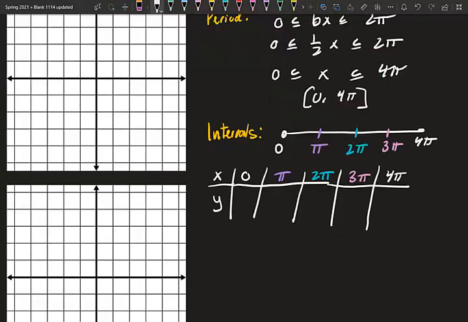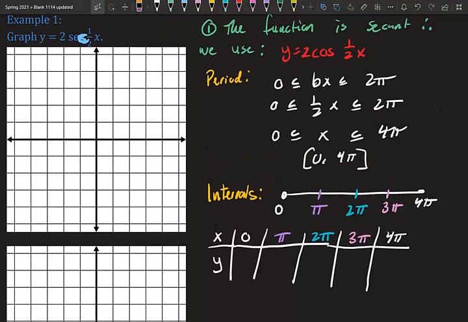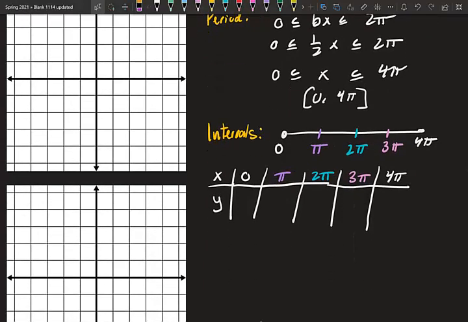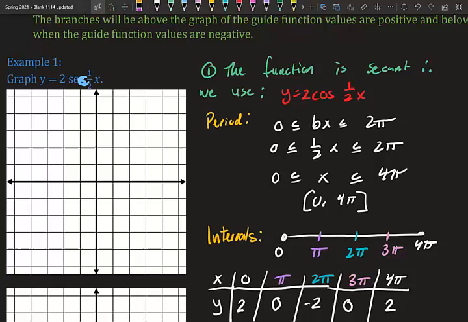From there, we use our chart. Alright, so we're going to plug in each of our x's into y equals 2 cosine 1/2 x. So when x is 0, y is 2. When x is pi, y is 0. When x is 2 pi, y is negative 2. When x is 3 pi, it's 0. And when x is 4 pi, it's positive 2. Alright, so our first step was to get all the information about the reciprocal function, which in this case is cosine. So we did that. We found everything we need to graph our cosine function.